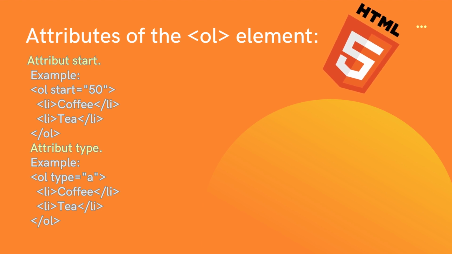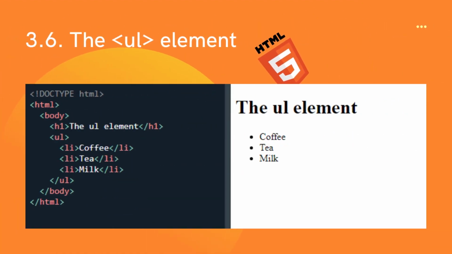Attributes of the element ol. The start number attribute sets the initial value of the ordered list. The type attribute specifies the type of marker to use in the list. The ul element defines an unordered list.